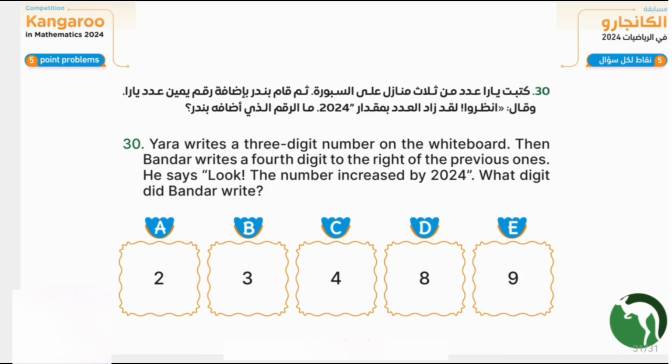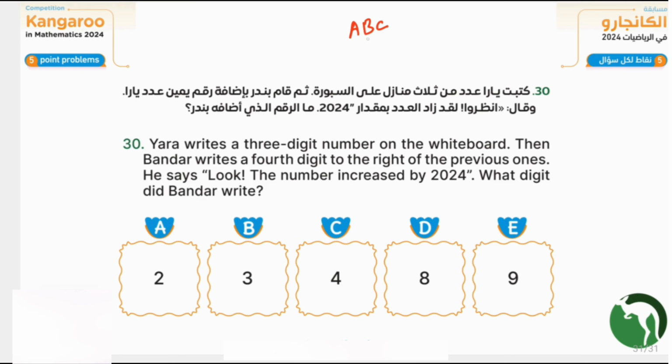Okay, now with our last question, Yara writes a 3-digit number on the whiteboard. Then Bandar writes a 4-digit number to the right of the previous one. He says, look, the number increased by 2024. What digit did Bandar write? Okay, at first, let's write A, B, C as the 3 digits that Yara wrote.